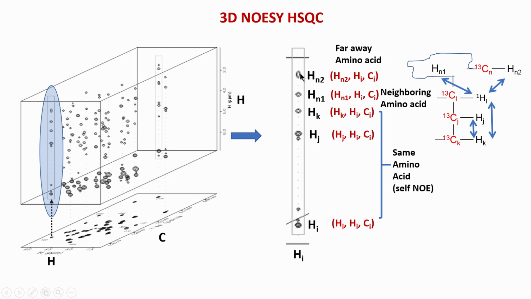That means again I should know that this peak belongs to HN2, and which amino acid HN2 is in. I should know that also, and that again comes from assignment. So, basically the bottom line is we should have assignments of all the peaks in the spectrum. That is why the assignment is given so much importance.